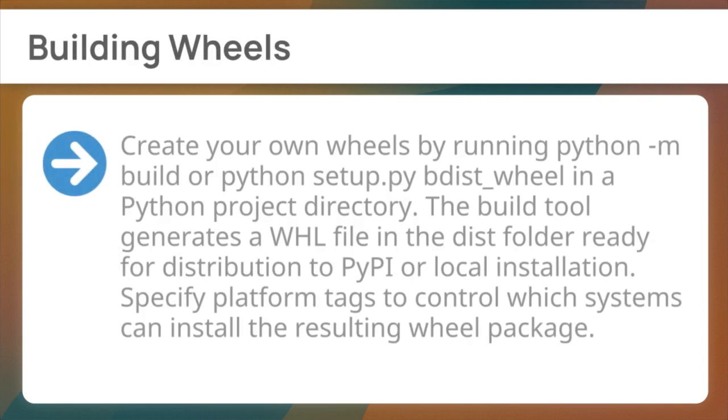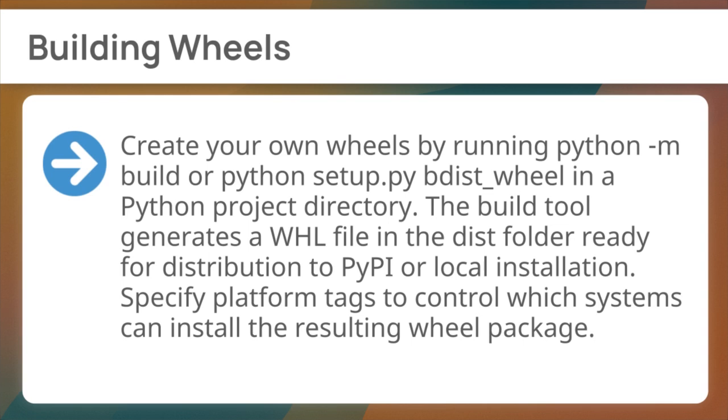Finally, building wheels. Create your own wheels by running python -m build or python setup.py bdist_wheel in a Python project directory. The build tool generates a WHL file in the dist folder ready for distribution to PyPI or local installation. Specify platform tags to control which systems can install the resulting wheel package.